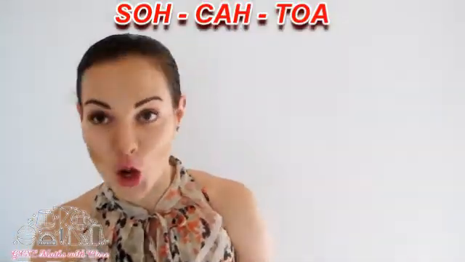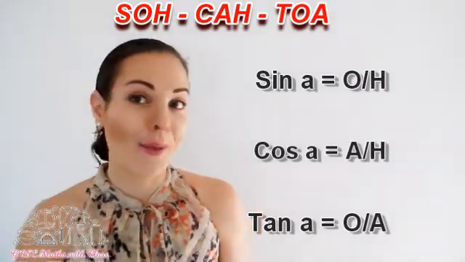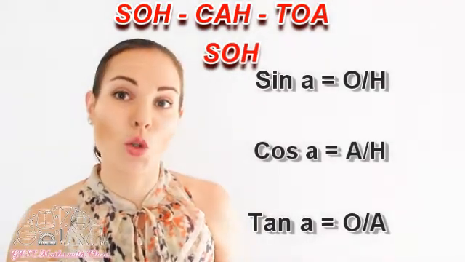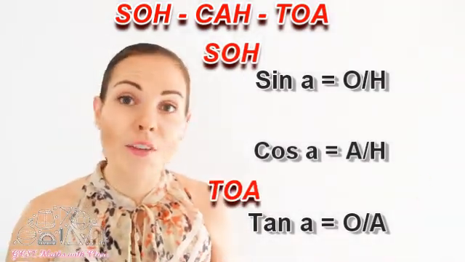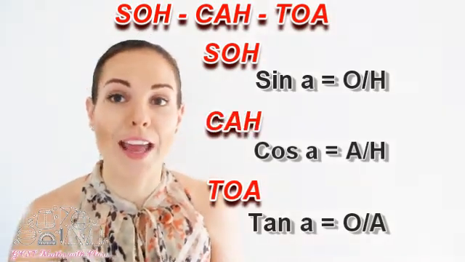We use the word Sohcahtoa. It is not Japanese, it's Sohcahtoa. And basically it helps us remember the formulas. So the sine of the angle equals O over H, the tan of the angle equals O over A, and the cos of the angle equals A over H.